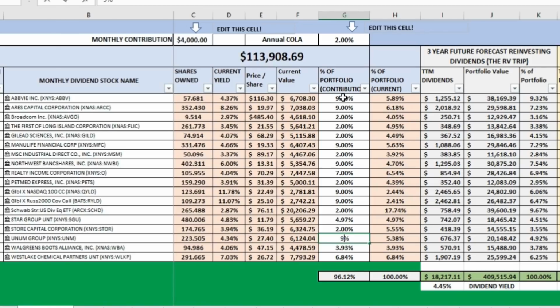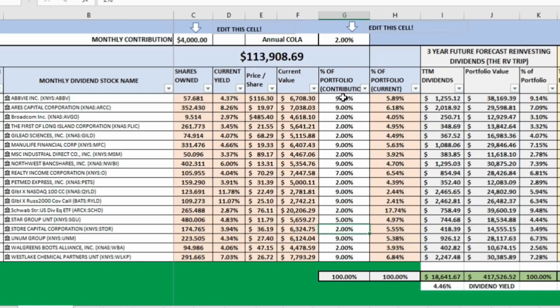Unum Group, 9%. And then we've got Walgreens Boots Alliance. We'll drop that down to 2. And Westlake, we will put that up to, we'll call it 7 as well. We can actually go to 9% there. And we're essentially at 100%. Let's go ahead and change this to 5%. There we go, 100% here now.